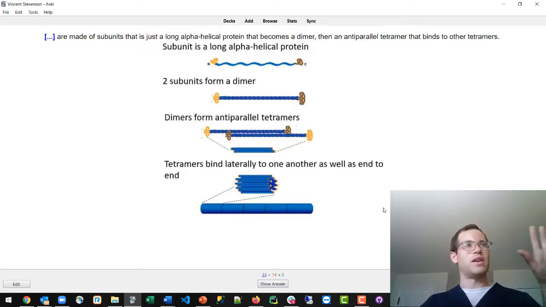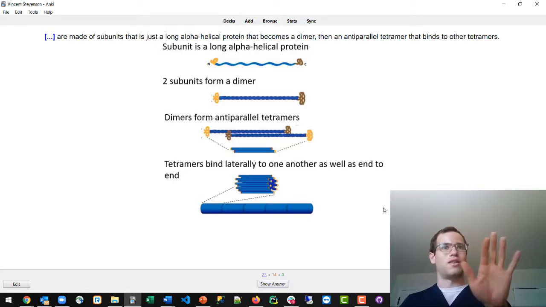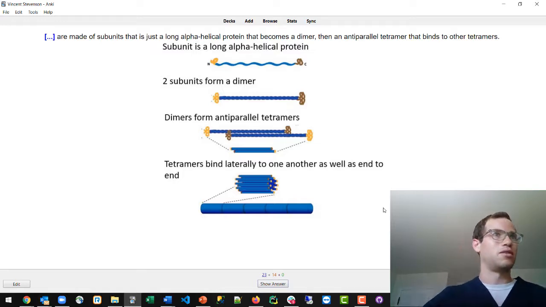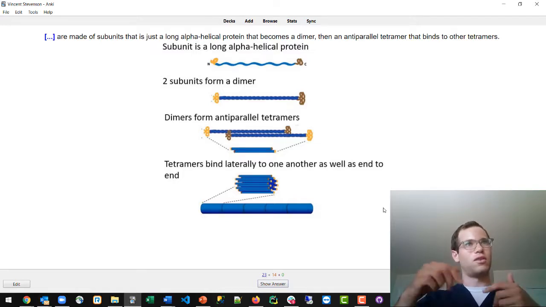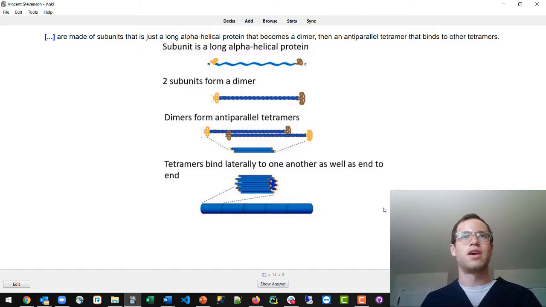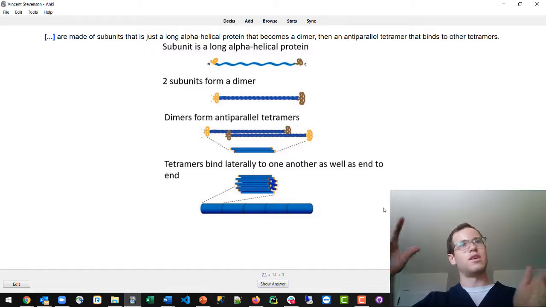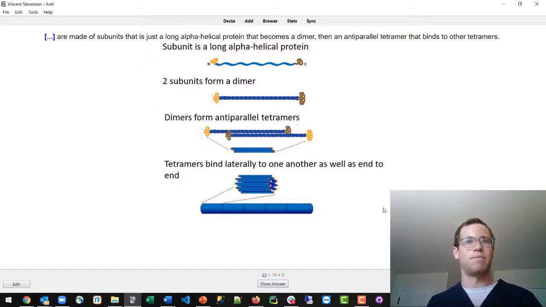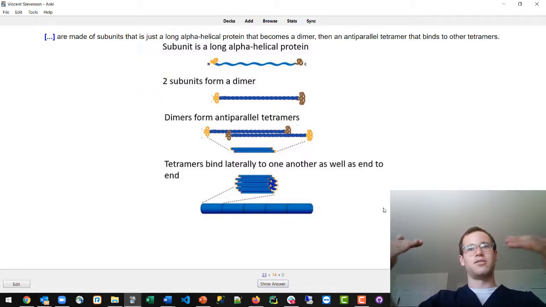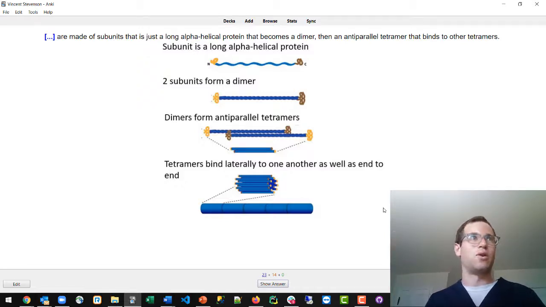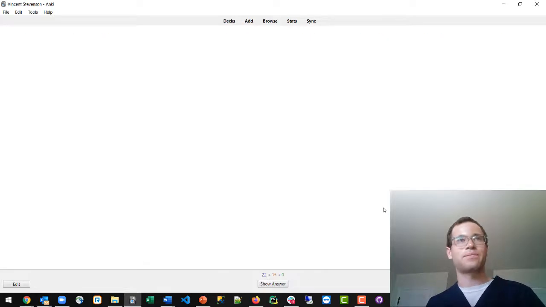And then we have these things which are called our intermediate filaments. These are made of subunits, and these are just long alpha helical protein structures that form dimers, and then two dimers come together to form a tetramer, and these tetramers will then join together to form even larger structures. They bind laterally and then also end to end, and these form your actual intermediate filaments.